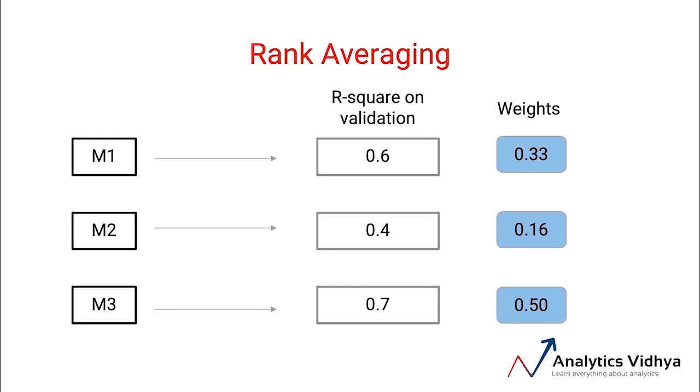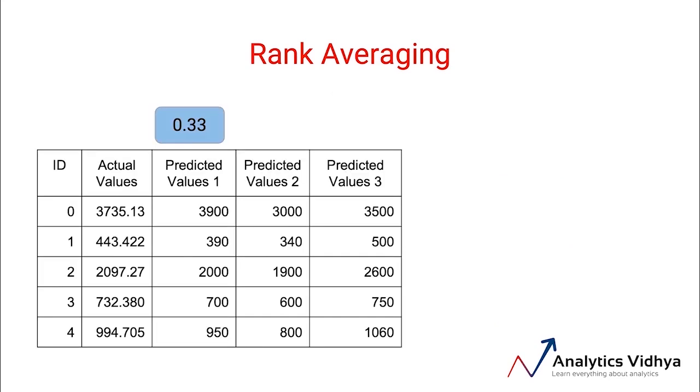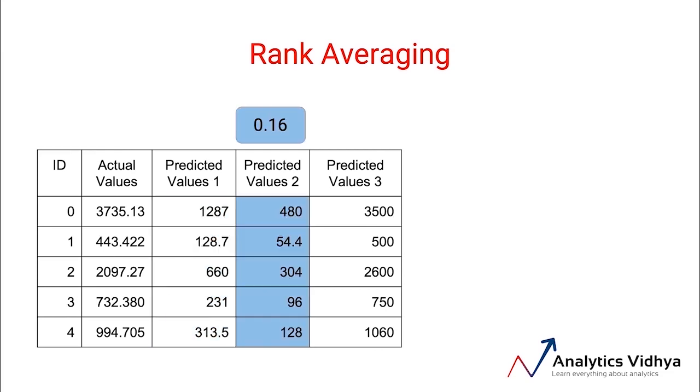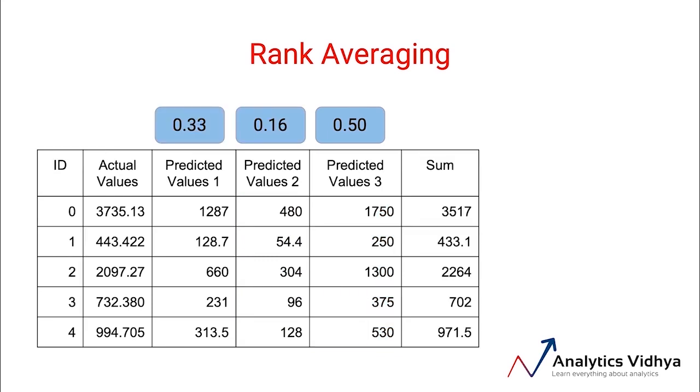Right? So similarly, I come up with weights for each of these models, and then I multiply those weights by individual models. So 3,900 gets multiplied by 0.33. Similarly, model 2 and model 3 are multiplied by 0.16 and 0.5 respectively. And then I just take the sum of all of these values. Now, remember, I don't need to divide because this is not a mean. I've already done the normalization at the time of taking weights. So I just need to sum them up, and this is what I get as the final outcome. And this is rank averaging, right?